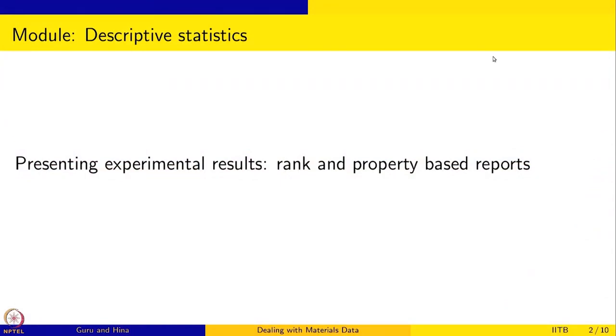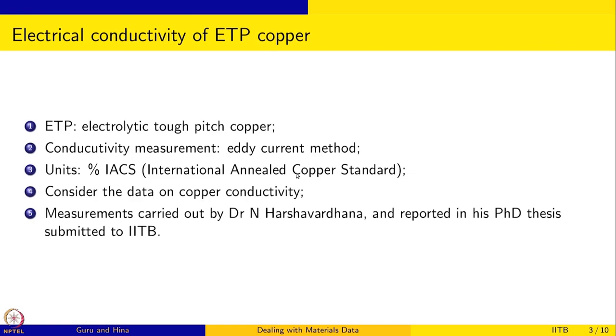And in this module, we are going to learn about presenting experimental results. And specifically, we are going to prepare rank and property based reports of experimental results. And so, we are going to take some data sets and prepare these reports, and we will learn how to prepare them as well as how to report them. So, that is what this session is going to be.